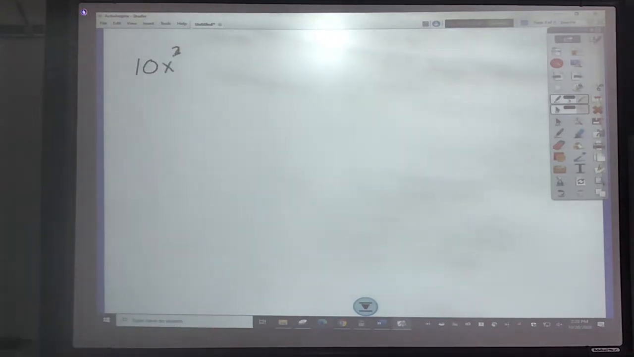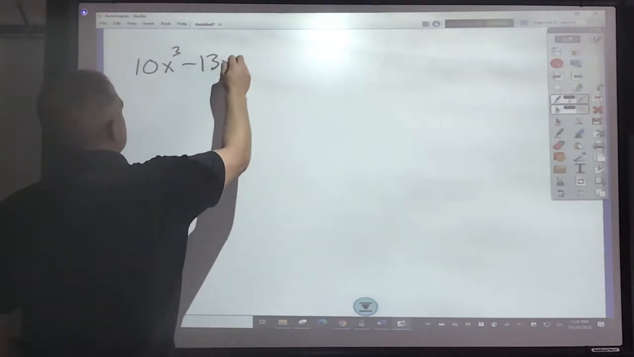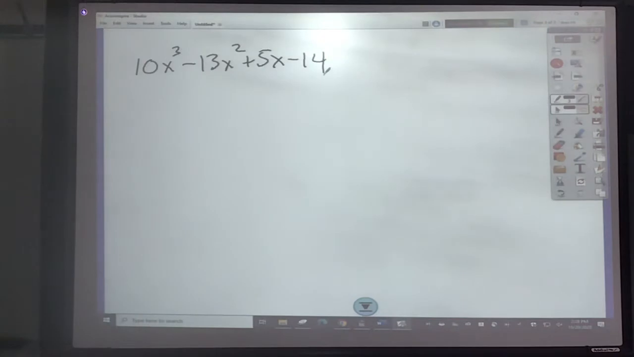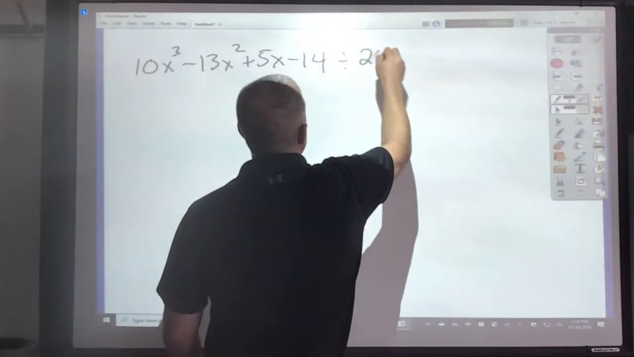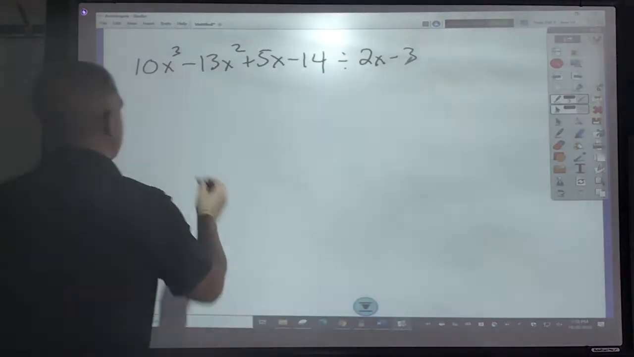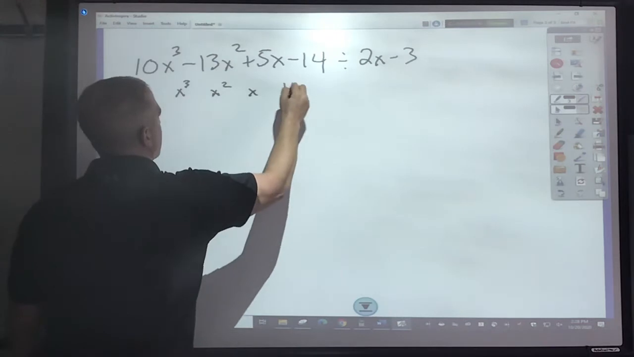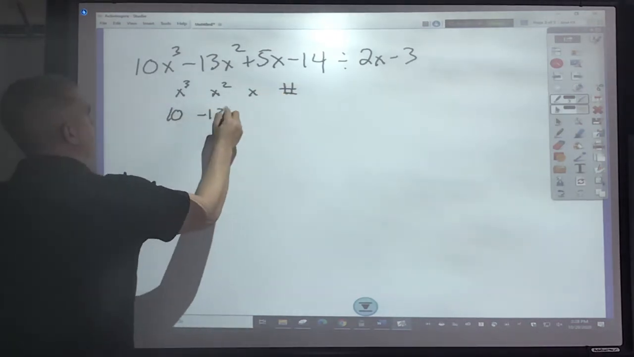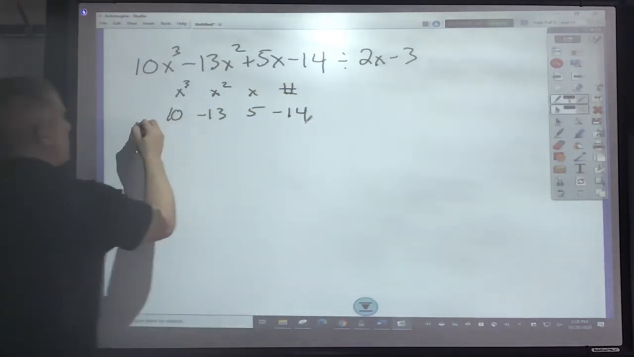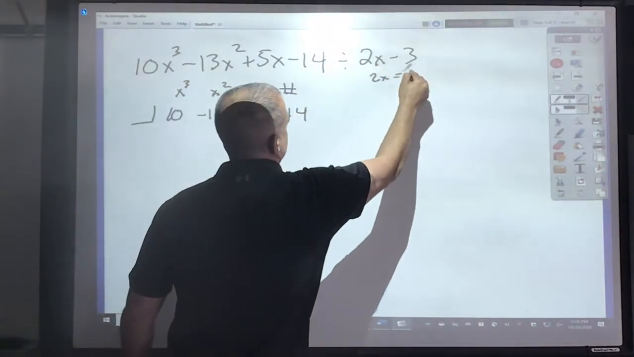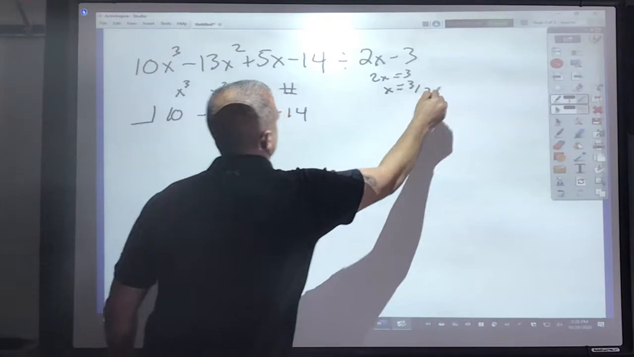10x cubed minus 13x squared plus 5x minus 14, divided by 2x minus 3. Okay? So I've got x cubed, x squared, x, and the number. So 10, negative 13, 5, and negative 14. Put this little half box here. If I solve that, 2x equals 3, x equals 3 over 2.